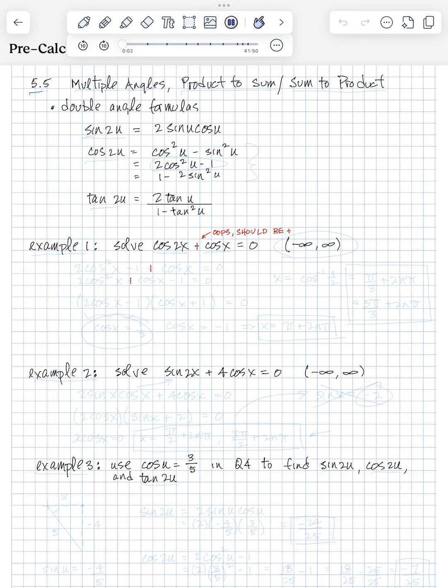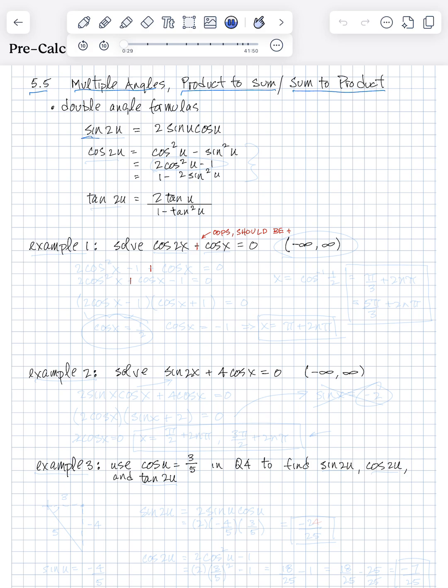Okay, lesson 5.5, which is the last lesson in chapter 5. We'll be talking about multiple angles, so sine of 2x or cosine 3x, so on and so forth. We'll be talking about the product to sum formulas and sum to product formulas. So let's start in with the double angle formulas.